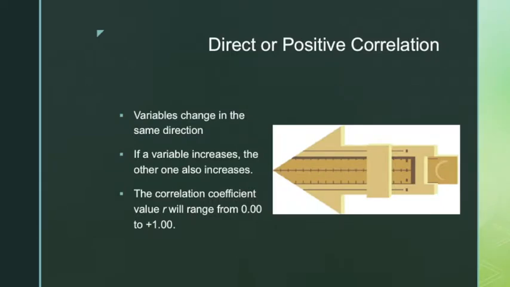A direct or positive correlation happens when variables change in the same direction. So if a variable increases, the other variable also increases. The correlation coefficient value, or R, will range between 0 and positive 1.